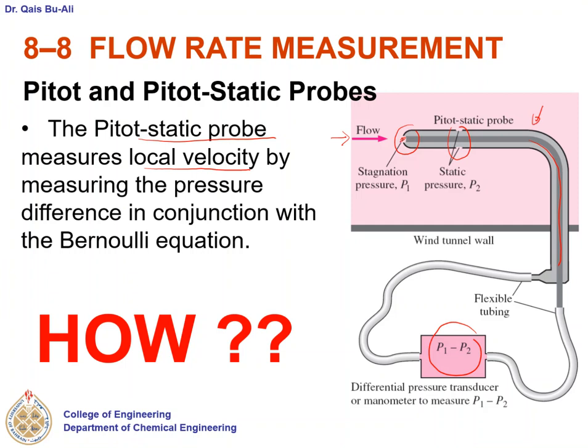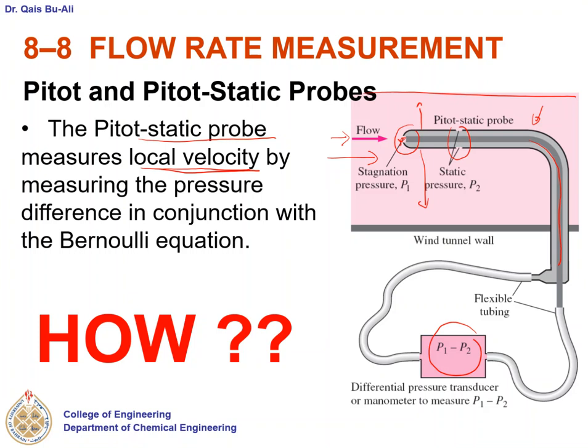Suppose this is the pipe. I can put it at the center of the pipe. For example, if this is the center of the pipe, I can move it up, I can move it down. So this is why we said it measures local velocity. It measures the velocity at a point by measuring the pressure difference in conjunction with the Bernoulli equation.